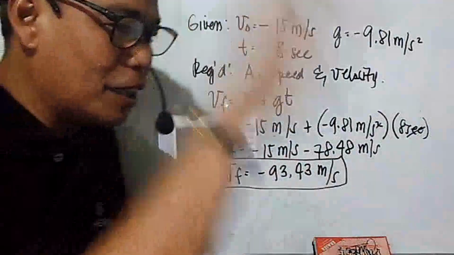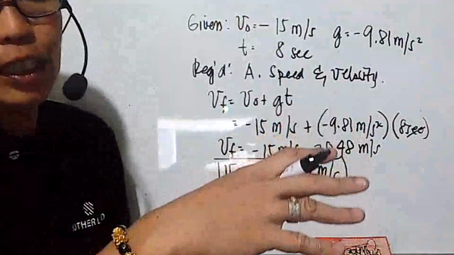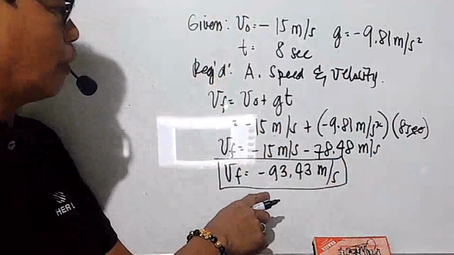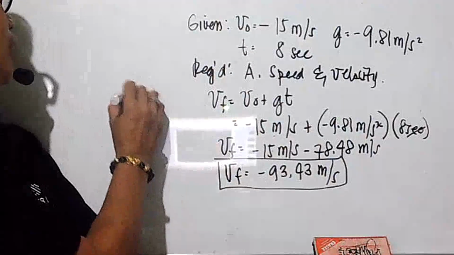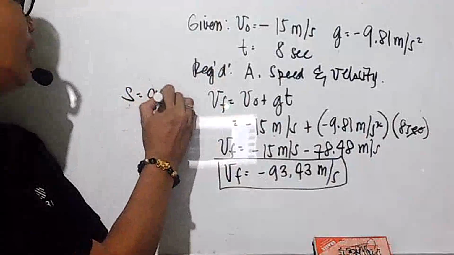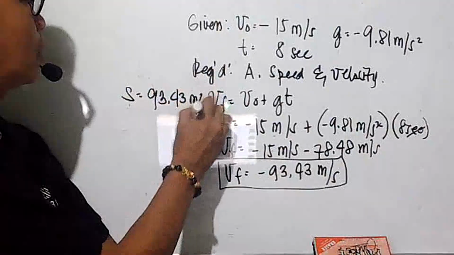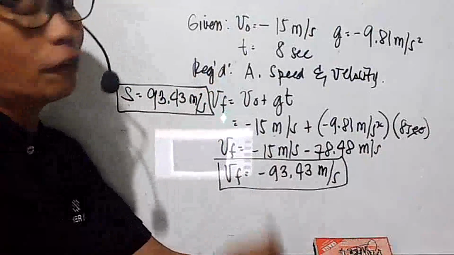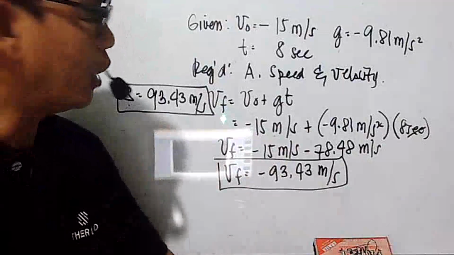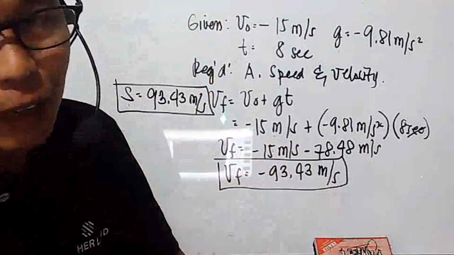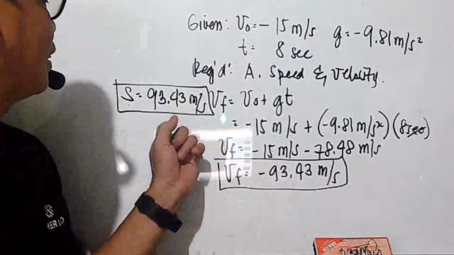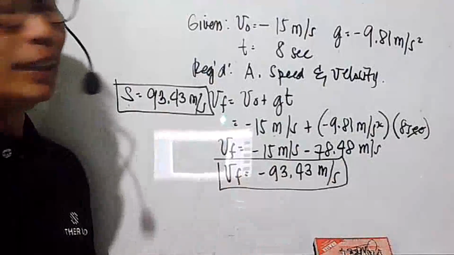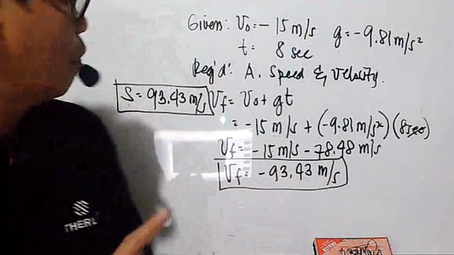So pag hagis niya ng bola na mayroong speed na 15 meters per second, after 8 seconds, ang velocity niya is negative 93.48. Again, ang speed niya ngayon is 93.48 meters per second. So negative 93, that is your velocity. Since vector siya, may direction siya, therefore it is negative, meaning it's going down. But ang speed niya is 93.48 kasi wala namang sign yung speed. It's a scalar quantity. So that's for A.